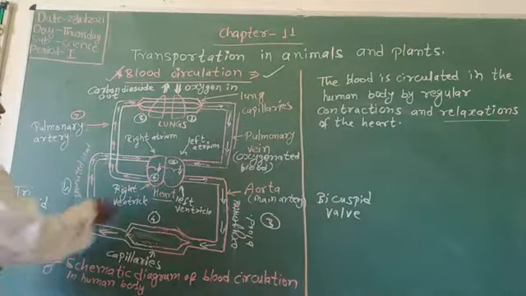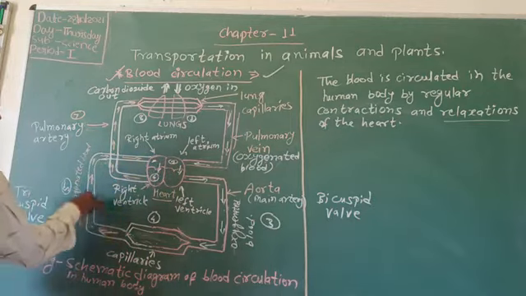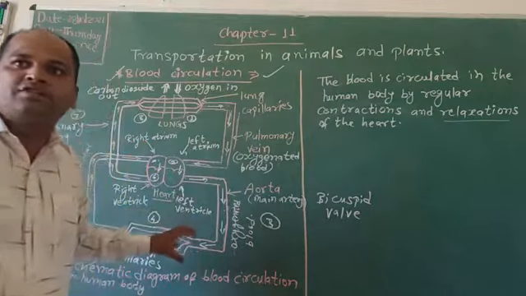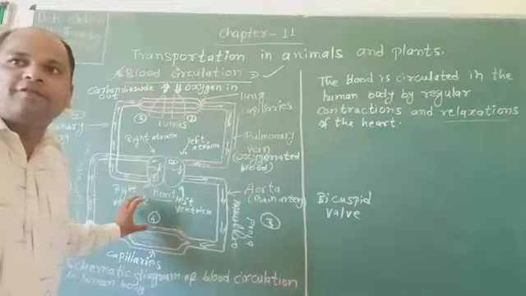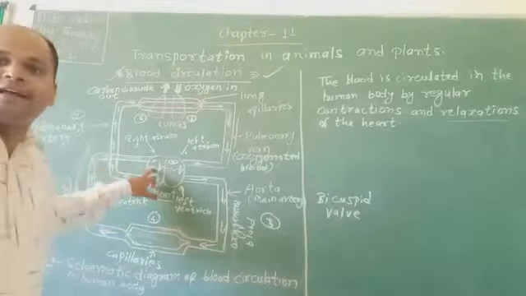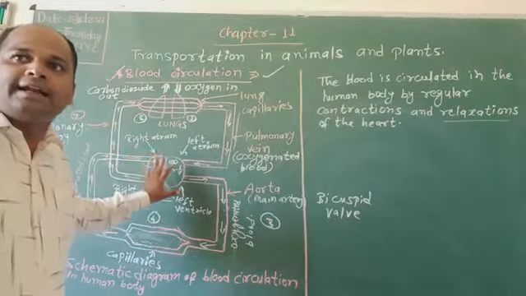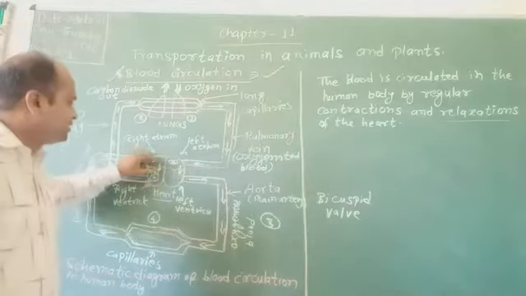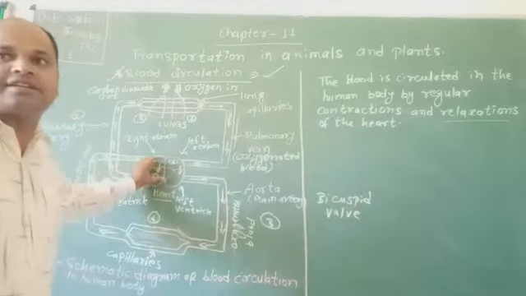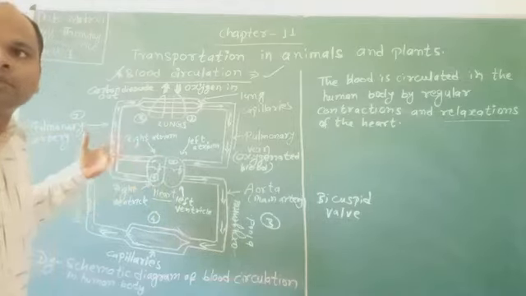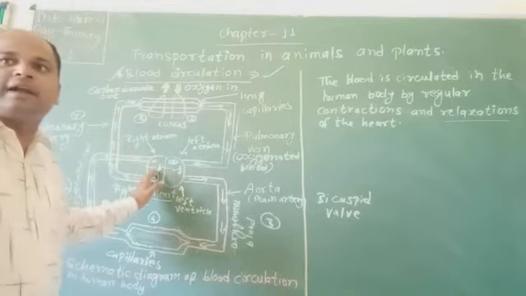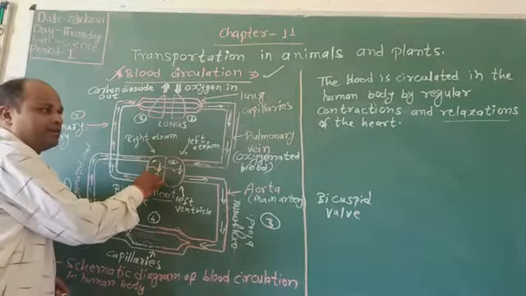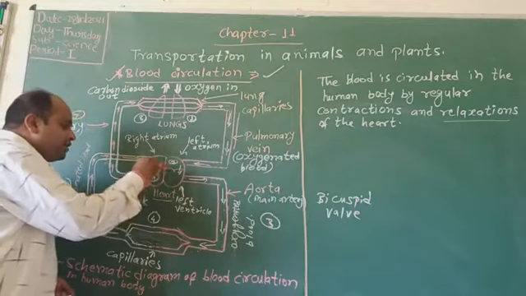So this is the right atrium. The deoxygenated blood enters the right atrium. When the right atrium contracts, the deoxygenated blood is pumped into the right ventricle. This is the right ventricle.